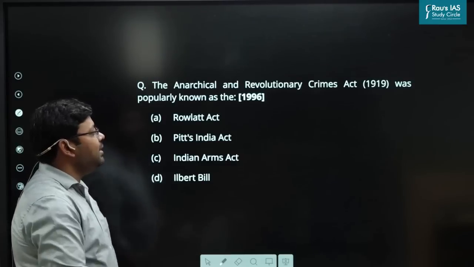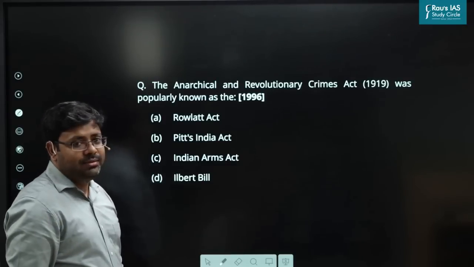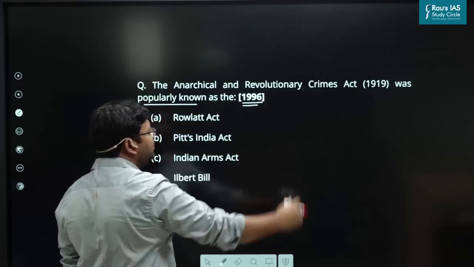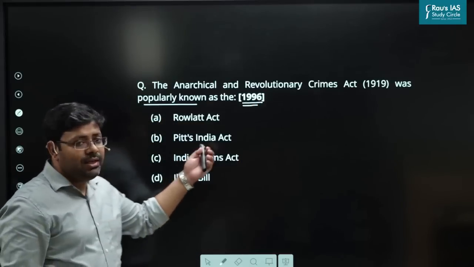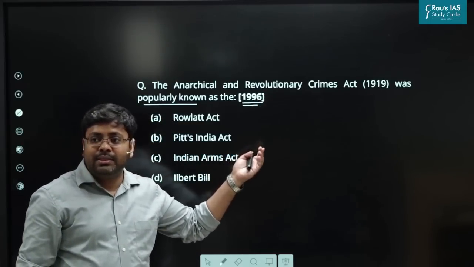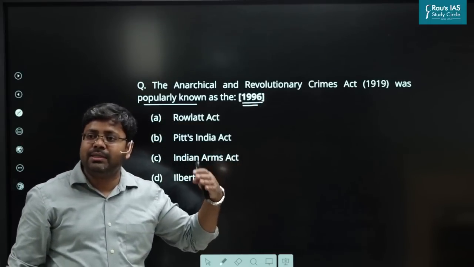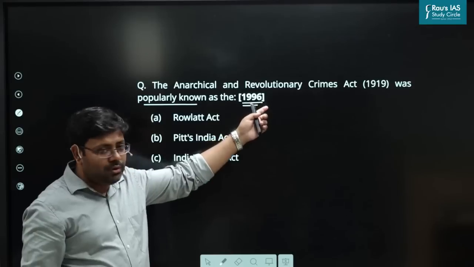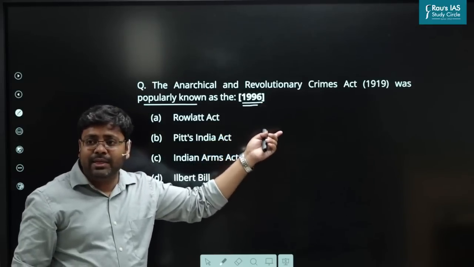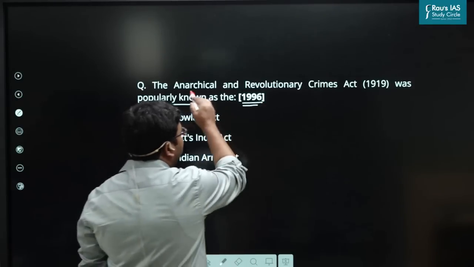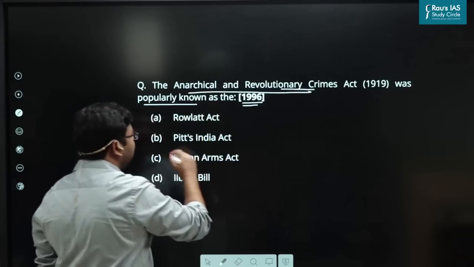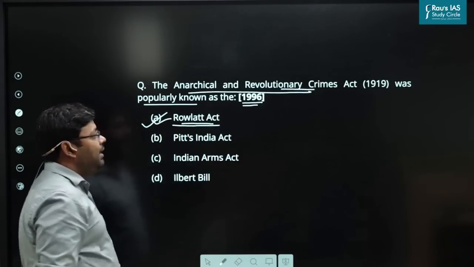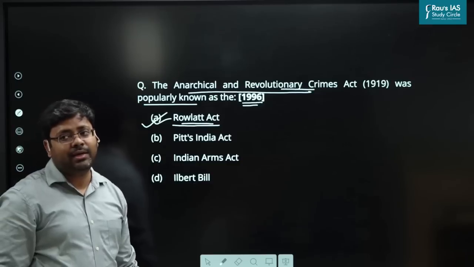The Anarchical and Revolutionary Crimes Act 1919 was popularly known as, a 1996 UPSC question. Just now we discussed that the sedition committee was headed by Sidney Rowlatt. The recommendations became the basis of Rowlatt Act, but officially it was called Anarchical and Revolutionary Crimes Act. So the answer here would be A.